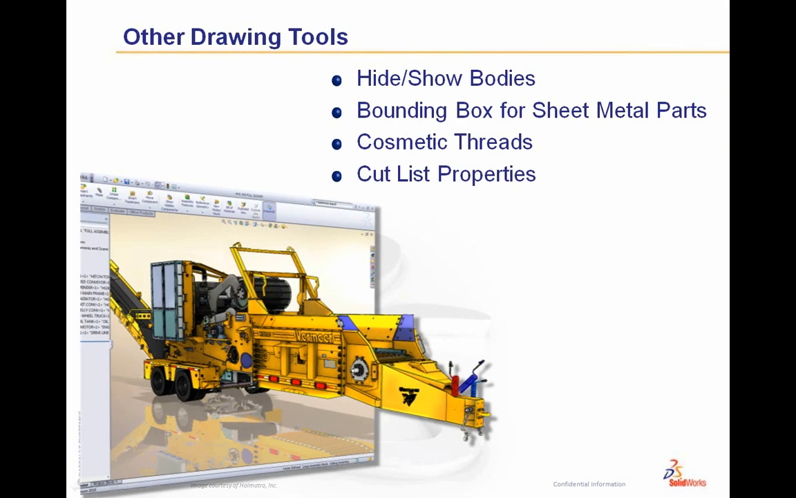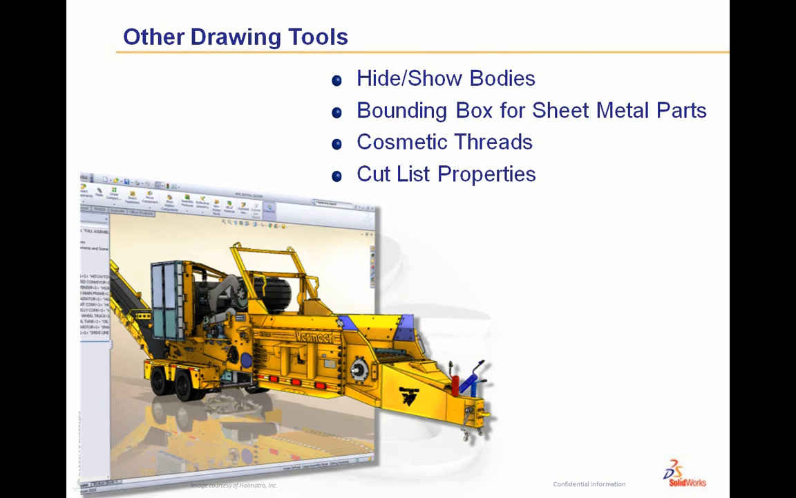Last but not least, we have some other drawing tools. This is for just the drawings here. We're going to take a look at the Hide Show Bodies option that we have inside of our drawings now. You can do that with assemblies. We'll also take a look at a couple of sheet metal improvements.